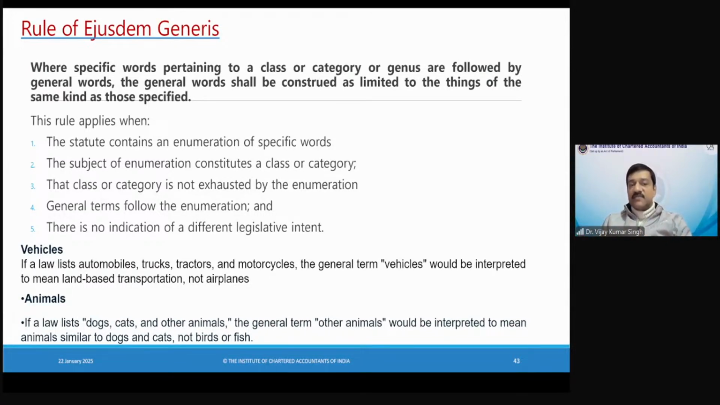This rule applies when the statute contains an enumeration of specific words. The subject of enumeration constitutes a class or a category. That class or category is not exhausted by the enumeration, and general terms follow the enumeration, and there is no indication of a different legislative intent. When all these five factors apply, the rule of Ejusdem generis applies. Okay.